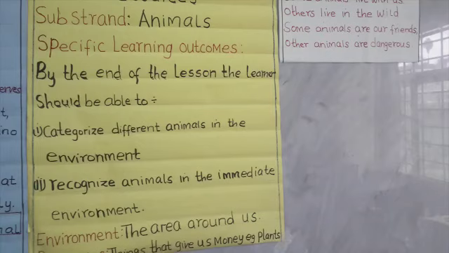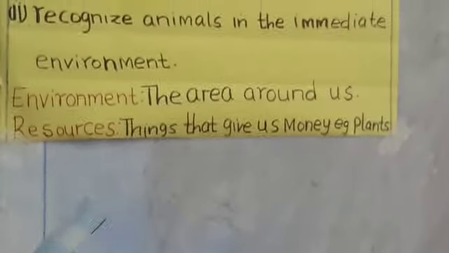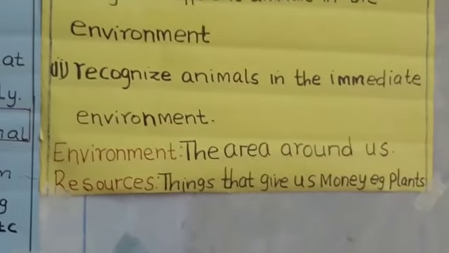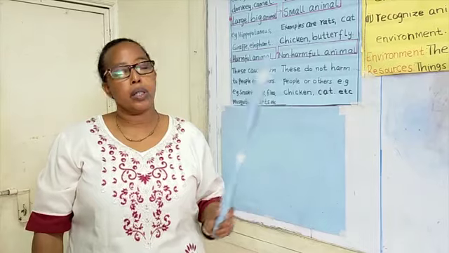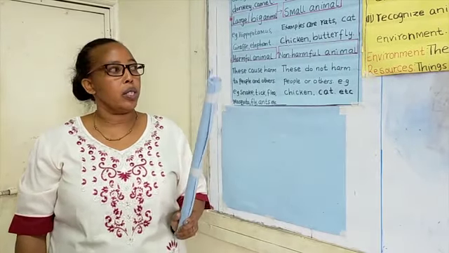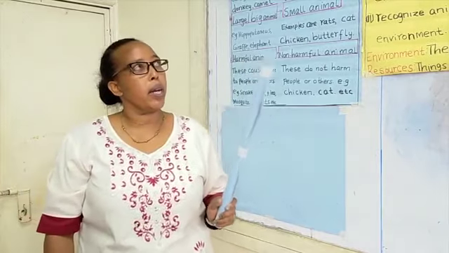My dear learner, first of all, you should know what the environment is. Environment is the area that is around us, and resources are those things that give us money. For example, plants, animals, soil, and water. Those are resources that help us to get money.